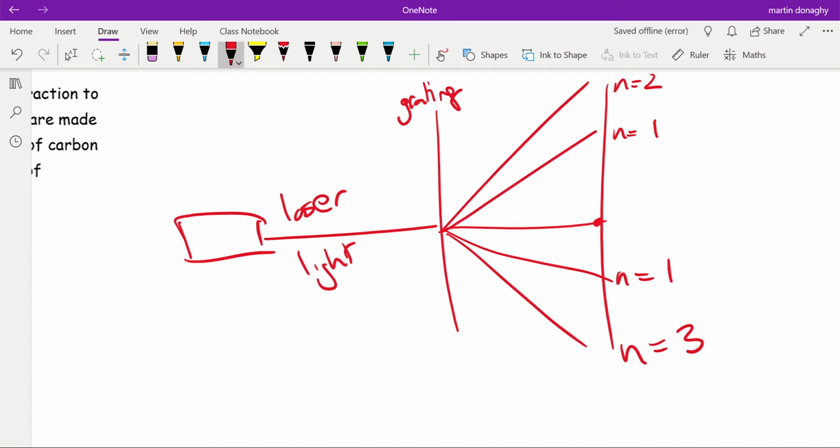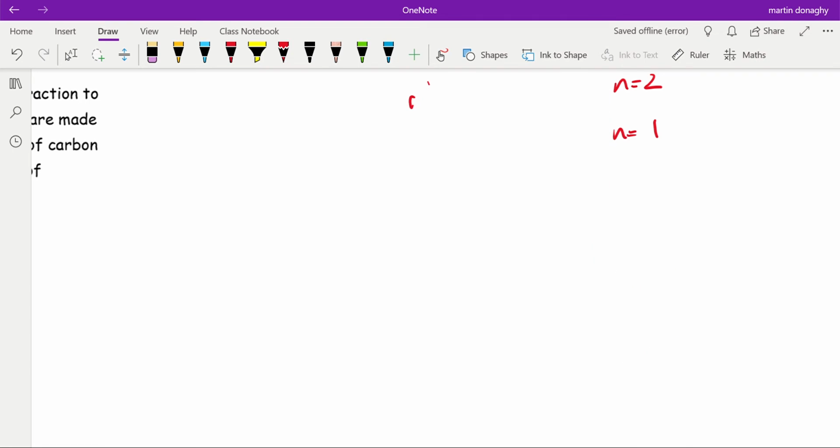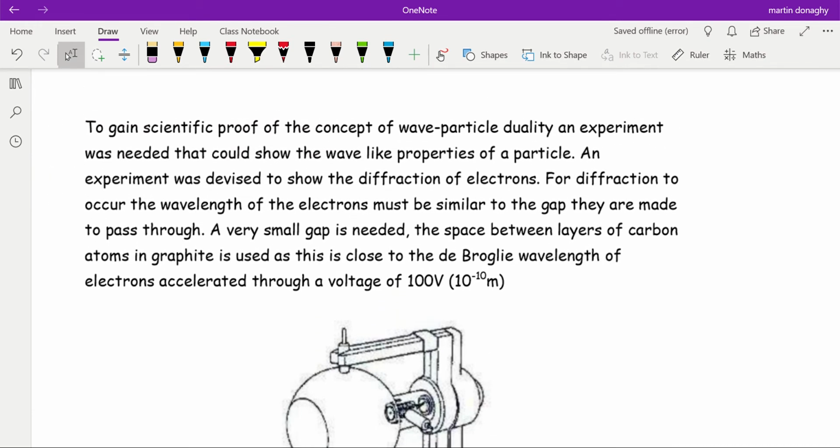What we want is to be able to do this, but instead of using light, we use particles, or what we used to call particles. And we want to get the same results. So what we did is instead of using laser light, we use electrons. And we accelerate them by making them be attracted to a positively charged plate that has a tiny little hole in it. The electrons go flying through there, so they're now moving quite fast. We can work out their de Broglie wavelength by using our equation.